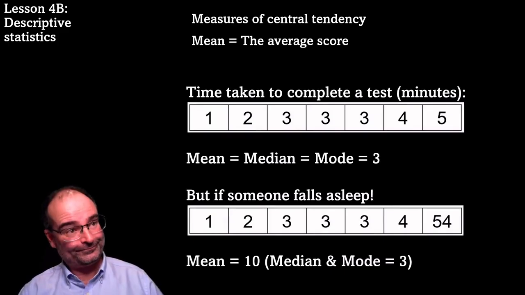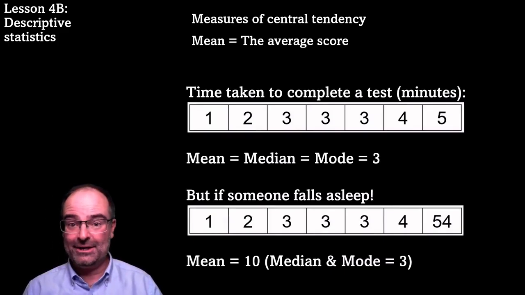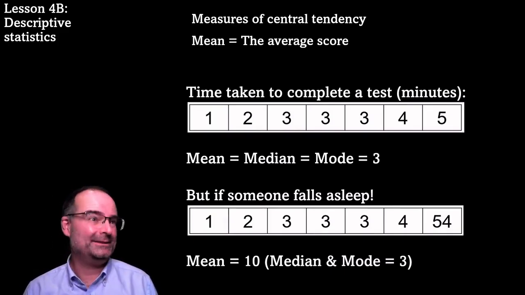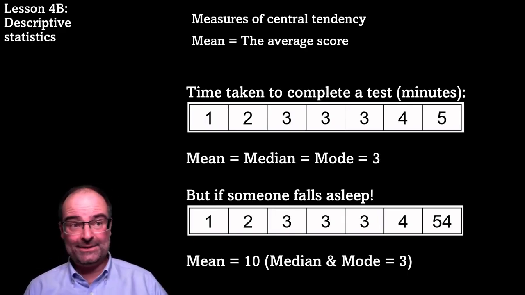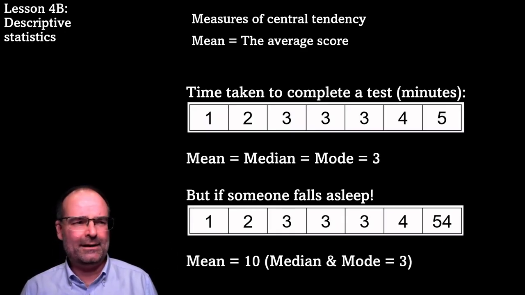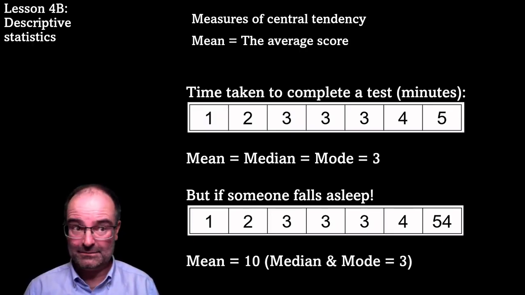Imagine you're doing an experiment and you're timing how long it takes someone to complete a test, and you've got 7 participants. Someone takes a minute, someone takes 5 minutes, everything in between. For the data on the top there, the mean, the median, and the mode is 3. 3 minutes, all the same.